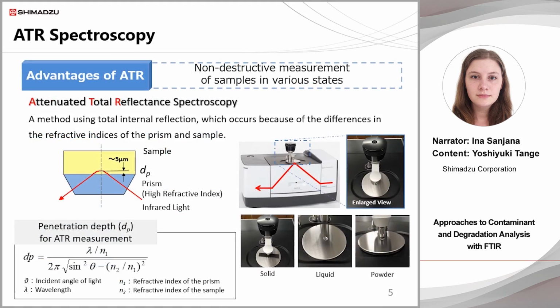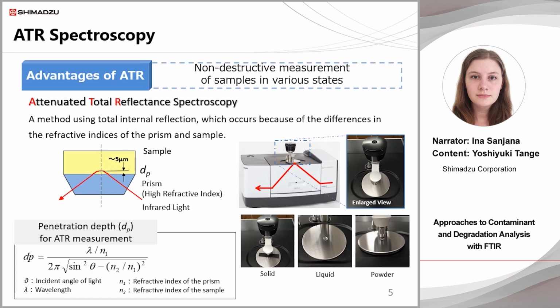ATR stands for attenuated total reflection. Total internal reflection occurs when angled infrared light travels from a high to a low refractive index material. In this case, the prism has a high refractive index and the sample has a low refractive index. However, the light penetrates less than 5 micrometers into the sample. When the light is reflected in this way, some absorption occurs. By measuring the reflected light beam, we can derive an infrared spectrum.